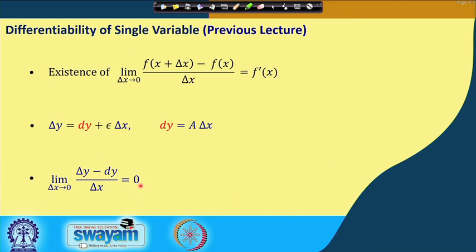But the point here is that all these three definitions of differentiability are equivalent. The existence of the derivative implies the differentiability of a function of a single variable. But today we will observe that the existence of derivatives, which we call the partial derivatives with respect to x or y, is not sufficient for the differentiability of functions of two variables.